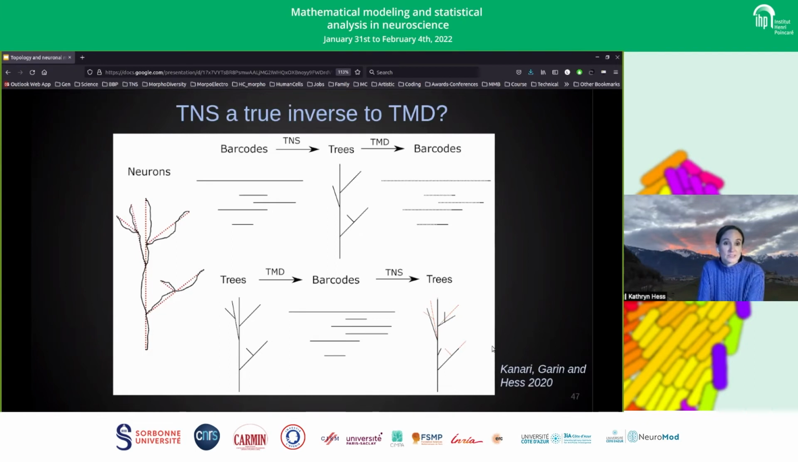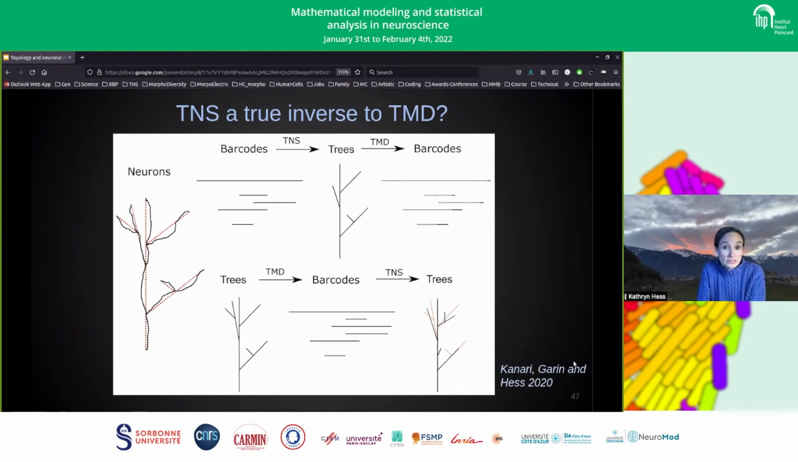And this gives us a way to think about how we can answer the question of whether this topological neuron synthesis that Lida was talking about, where you go from a barcode and in a stochastic manner, you're taking into account an exponential probability of bifurcating or terminating, gives you some way of having a kind of an inverse to the TMD. So what's illustrated in this figure here is on the top, the idea is you start with a barcode, and via this topological neuron synthesis, you're going to create some sort of a geometric tree.